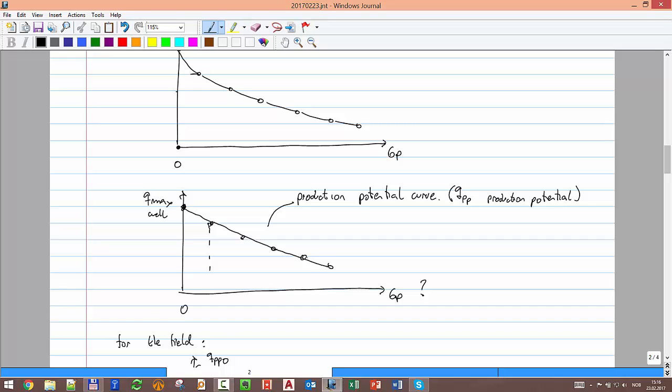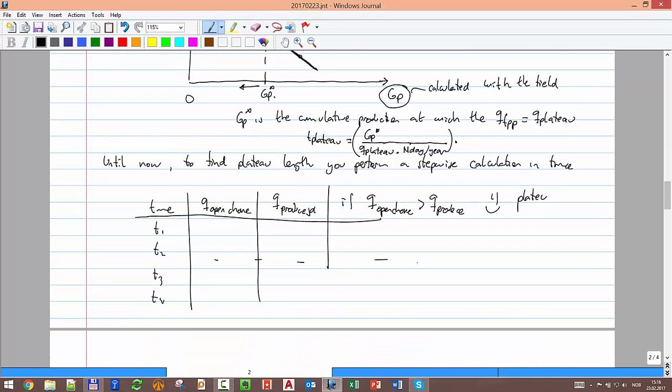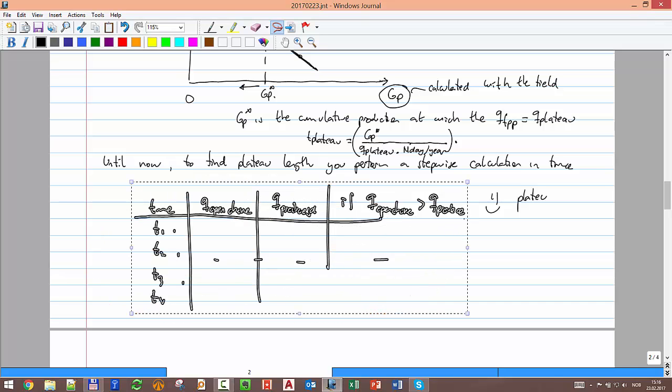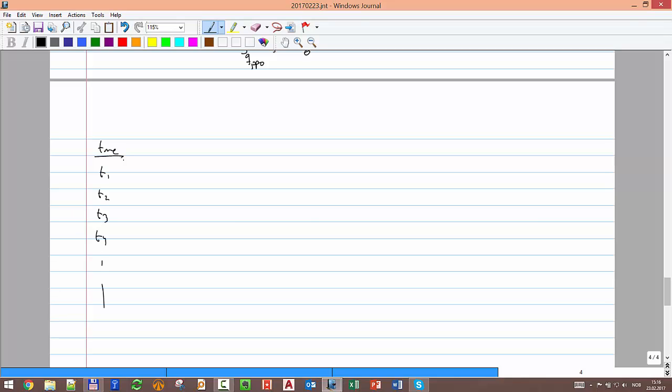Now I'm going to ask you, if you have already run one case like that, using a stepwise approach where each time you go, can you just find the potential from there? And can you use it for another plateau rate? Let's make it from scratch. Remember, you have times t1, t2, t3, t4, etc. Then what did we have?